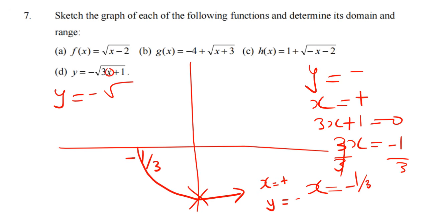The square root of 1 is 1, so you're just going to have a -1. So this point here is a -1. Alright, so basically that. Then what will be the domain and what will be the range?